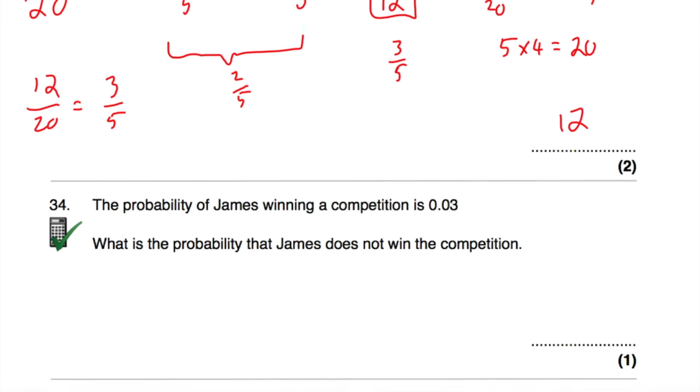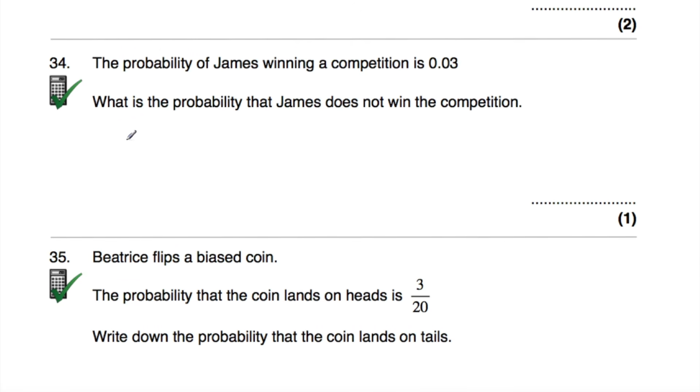Okay, let's look at our next question, question number 34. So question number 34 says the probability of James winning a competition is 0.03. So it's quite a low probability that he wins the competition, 0.03 or 3%. And the question says what's the probability that James does not win the competition? So the probability of him winning and the probability that he does not win the competition will have to add together to be 1.